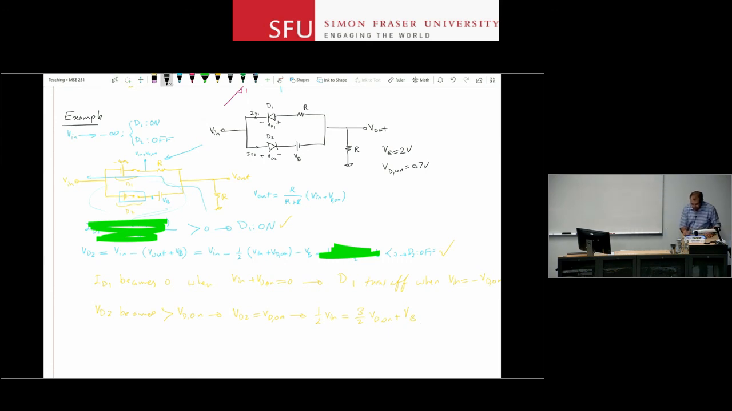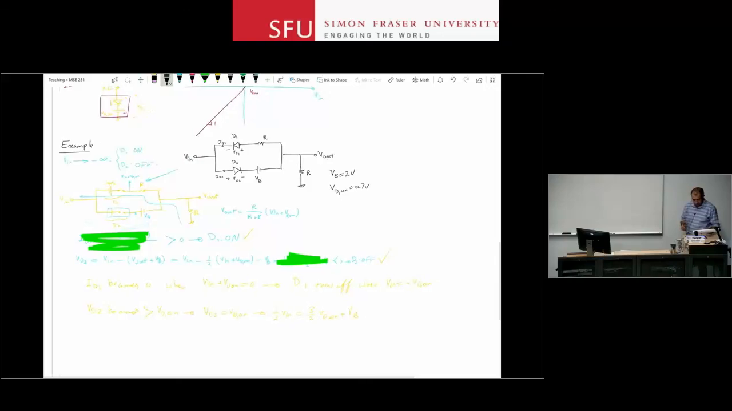So D1 will switch when V in is equal to minus VD on. D2 will switch when V in is equal to 3 VD on plus 2 VB. So it's about 6.1 volts, right? So let me just write it down here.